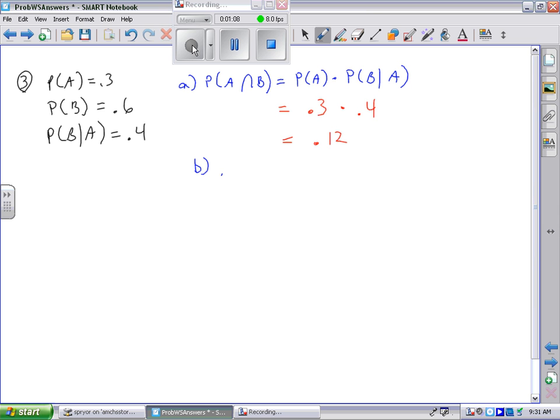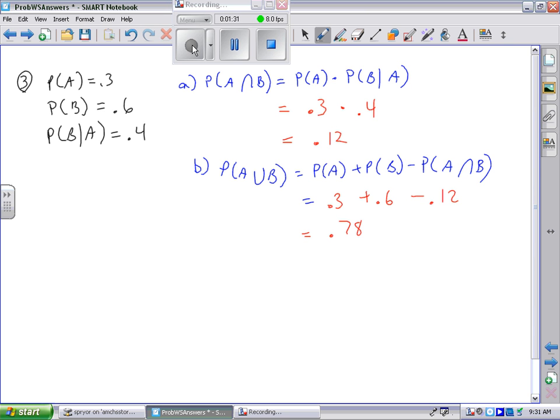Part B says, what's the probability of A or B? Well, now I have to use the addition formula because that's the only one with "or" in it. That's the probability of A plus the probability of B minus their intersection. So that's 0.3 plus 0.6 minus 0.12, which is 78%.